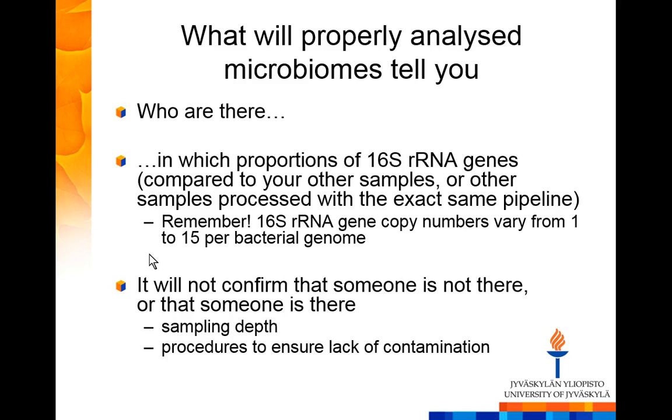The number of these genes in each single genome varies from 1 to 15. So if you have very slow-growing, tiny environmental bacteria, they can often have just one copy of the 16S rRNA gene. And some, I think, Clostridia, some spore formers, have the highest numbers, up to 15. So just remember that it's not the proportions of your cells or even the proportions of your genomes that you will get.